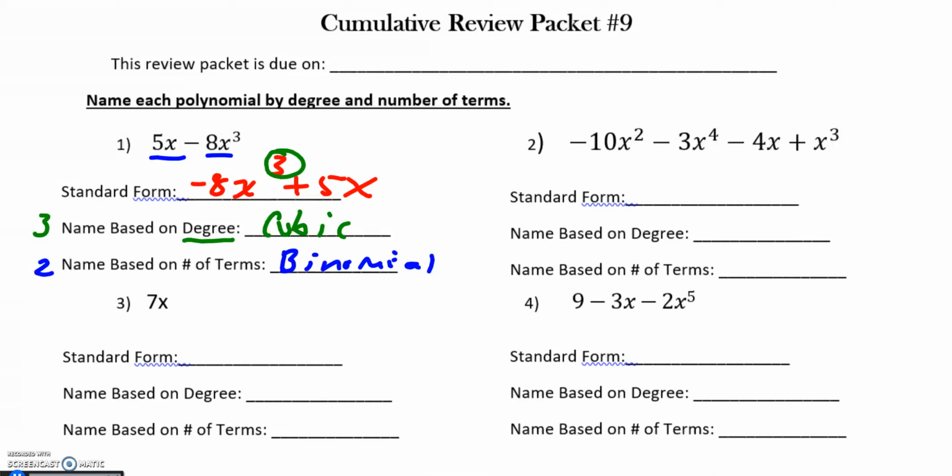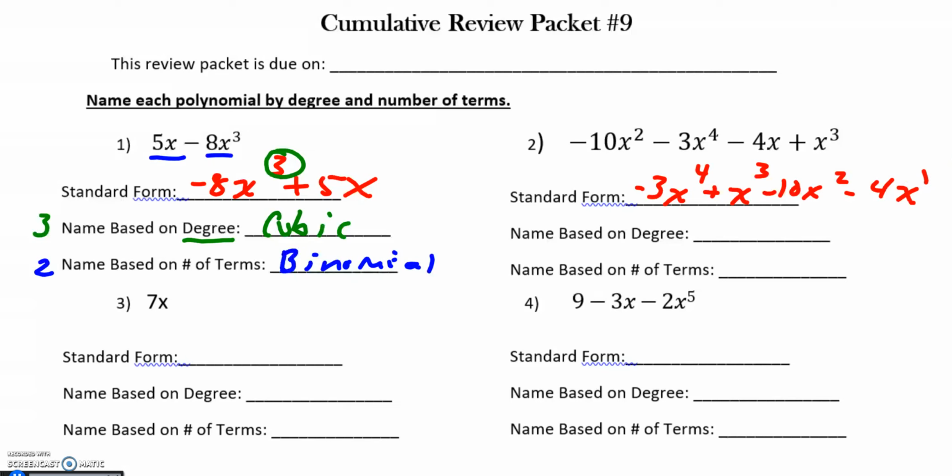Number 2, is this in standard form? Well, no, the highest degree has to go first. So we're not looking at the coefficients in front. We are looking at the highest exponent down to the lowest. So this in standard form would be negative 3x to the fourth plus x to the third minus 10x squared minus 4x. Because we went from the degree of 4 to 3 to 2 to 1 technically.